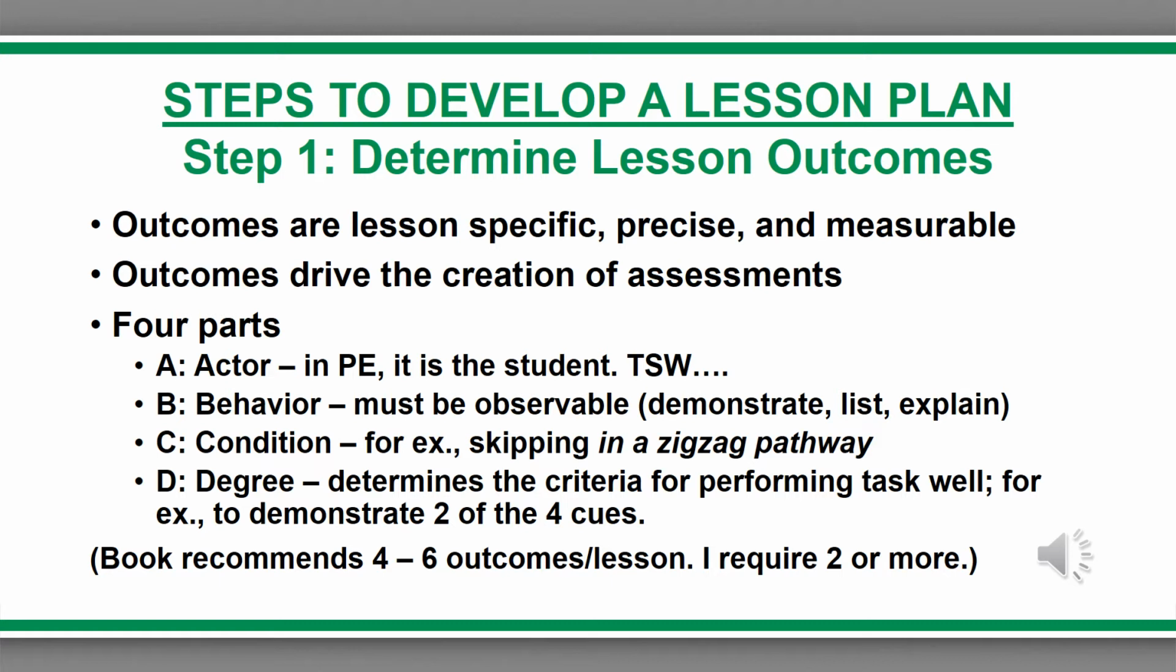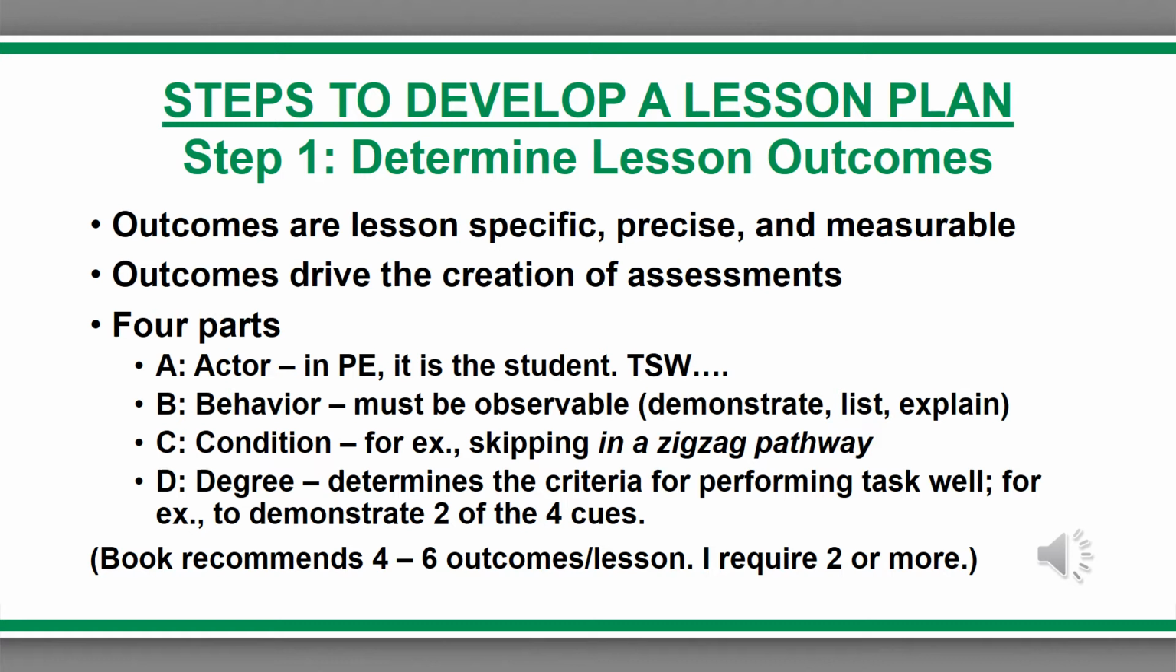The C in the ABCD test is the condition. For instance, the student will be skipping, so TSW skipping in a zigzag pathway is an example. So what's the condition? How are they doing? What are they doing? The student will demonstrate how to dribble a basketball to the cone and back for a distance of 10 feet. There's your condition. And then the degree.